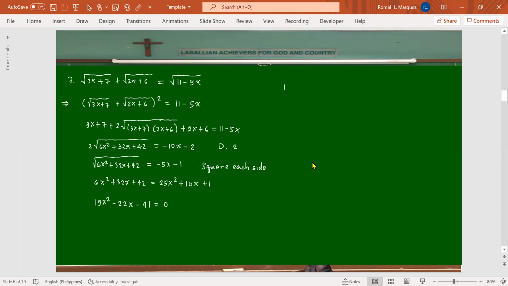Okay. So what comes next? What comes next, guys? What are we going to do? Is this factorable? Yes, po. What are the factors?